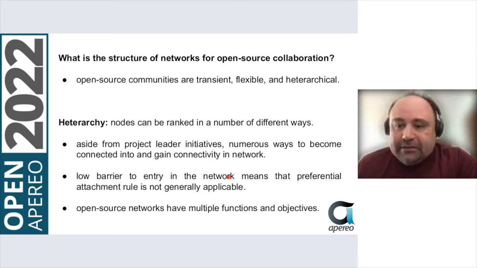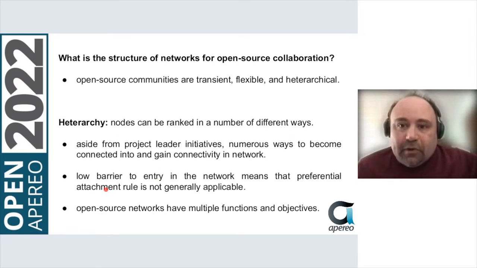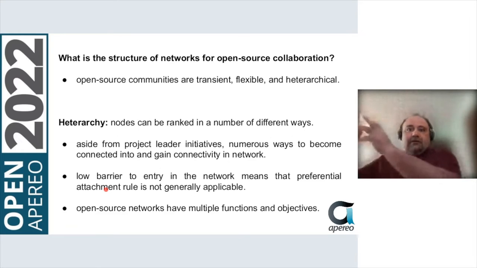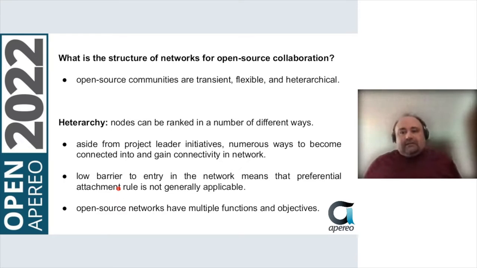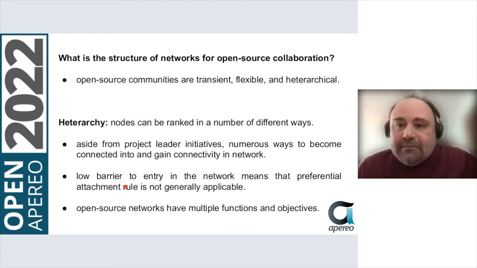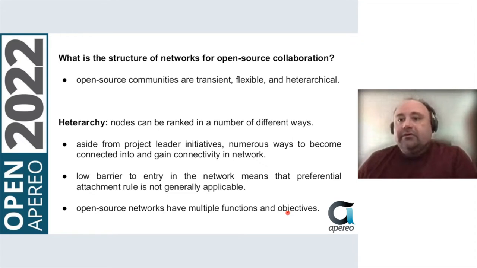There's also a low barrier to entry in such a network, meaning that preferential attachment rules. And if you know anything about networks, that's the way that we think about networks, such as social networks, where you join an organization, you look up to a leader, and you gain your cues from there. That's not necessarily applicable in these types of communities. You have people who are leaders, but they're not strong leaders. You might take cues from other collaborators and so forth. Finally, open source networks have multiple functions and objectives. And so there are different roles for people, different ways they can interact. And it depends on where they are in the world, who's active in the community at any given time and so forth.